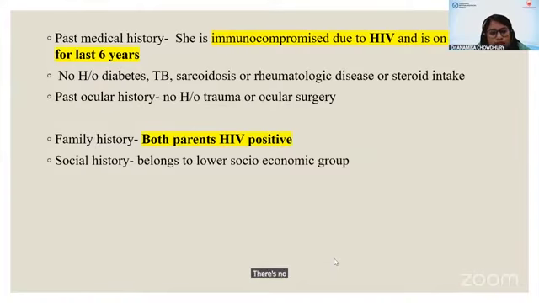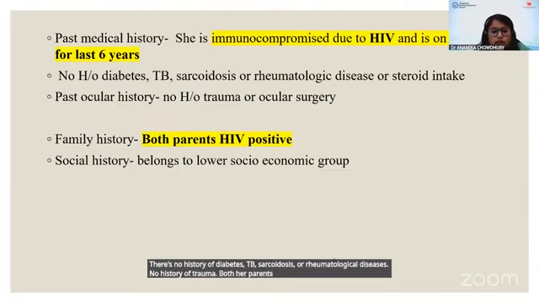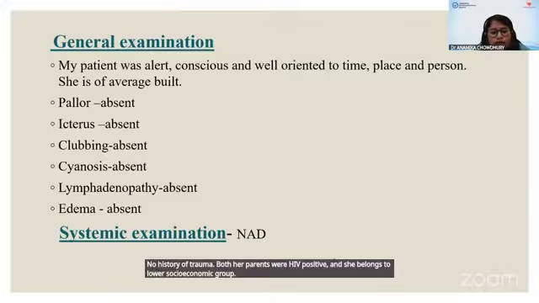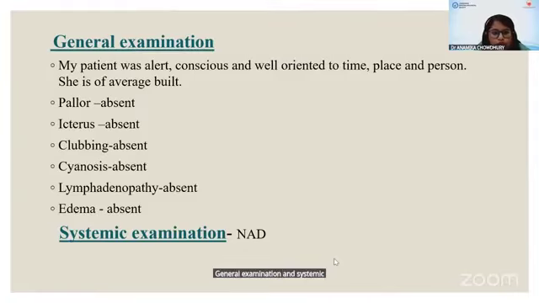There's no history of diabetes, TB, sarcoidosis, or rheumatological diseases. No history of trauma. Both her parents are HIV positive, and she belongs to a lower socioeconomic group. General examination and systemic examination were within normal limits.